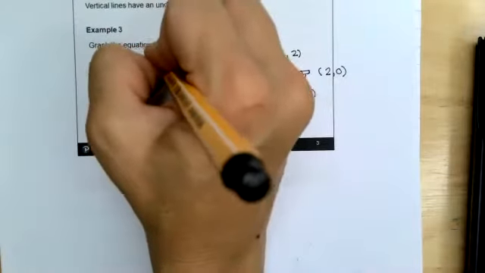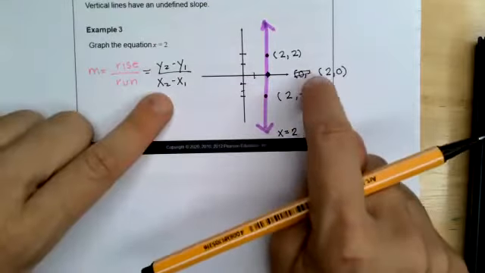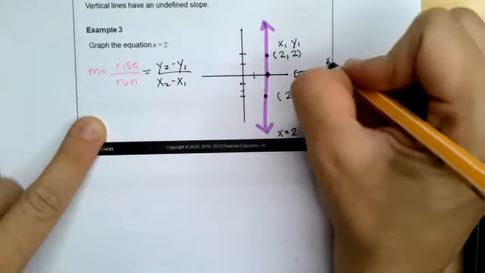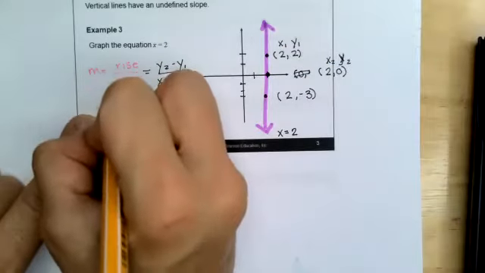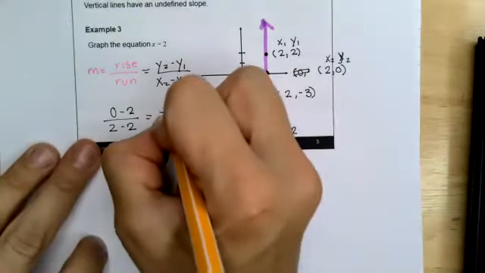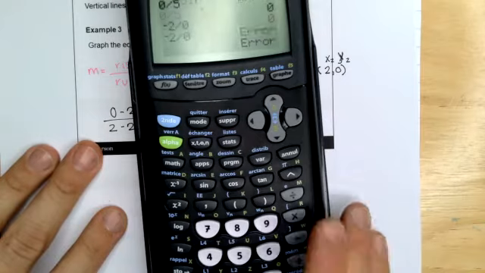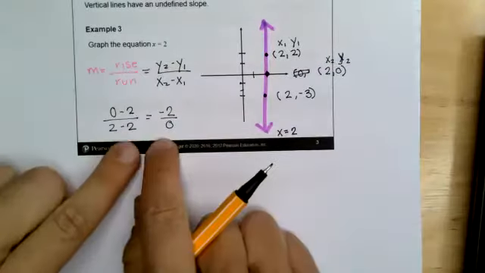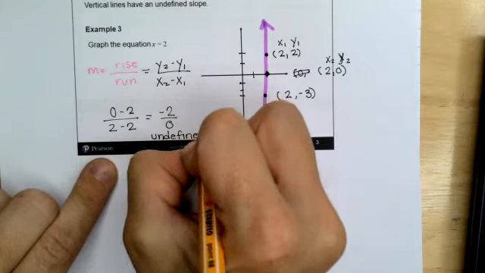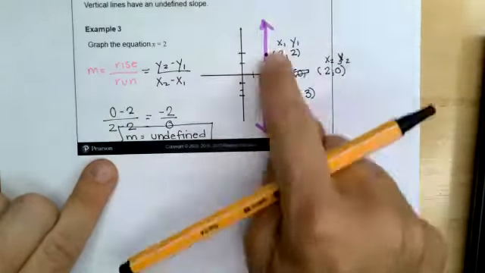So my slope is y2 minus y1 over x2 minus x1. So if I choose 2, 2 and 2, 0, that means I have 0 minus 2 over 2 minus 2. That's -2 over 2 minus 2, which is 0. If I try to divide a number by 0, it's an error. So -2 over 0 is undefined. Our slope is always undefined for a straight vertical line.